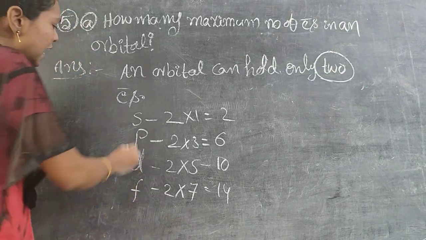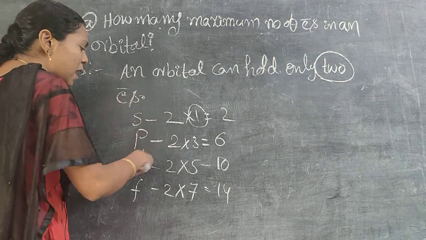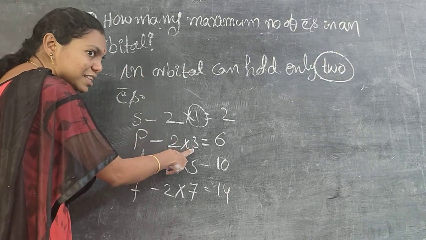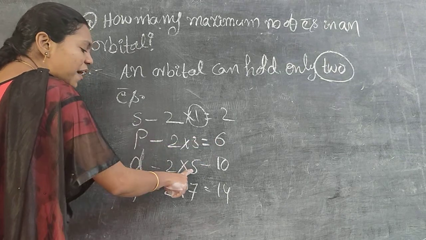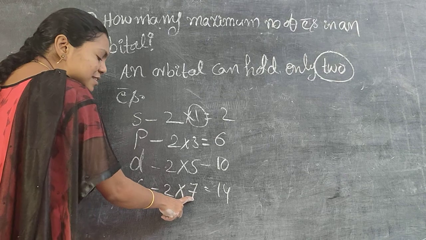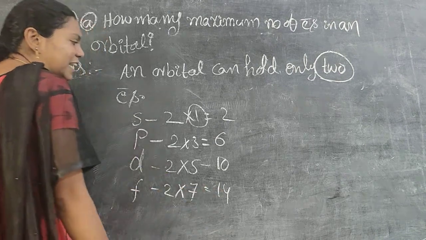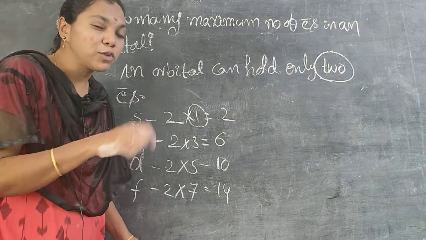Have you understood? In s, there is only 1 sublevel, only 1 box. But in p, how many boxes? 3 boxes means 3 subshells are there, total 6. In d, 5 subshells are there, 2 into 5, 10. In f, total 7 subshells are there, 2 into 7, 14 electrons. So, an orbital can hold only 2 electrons.